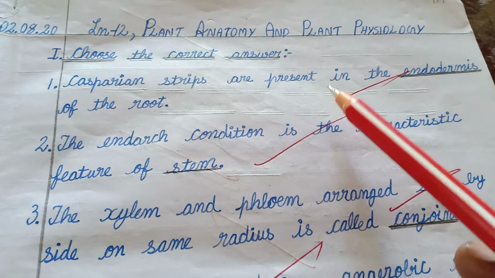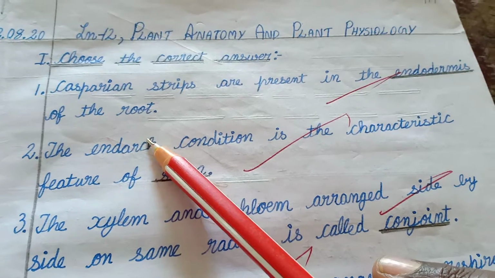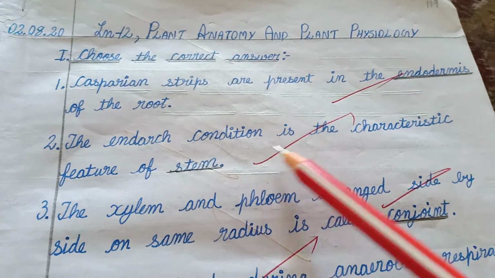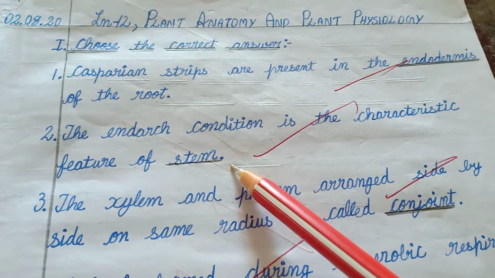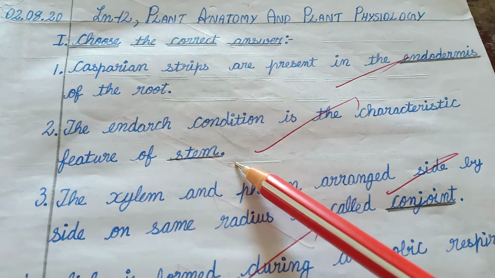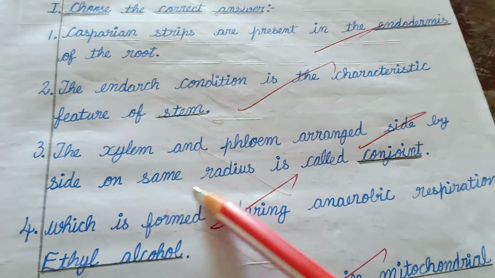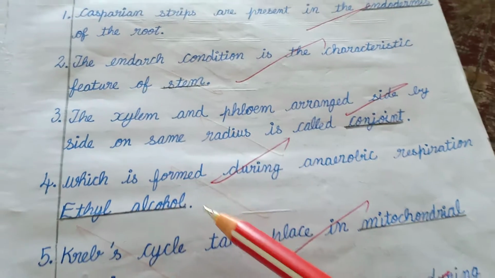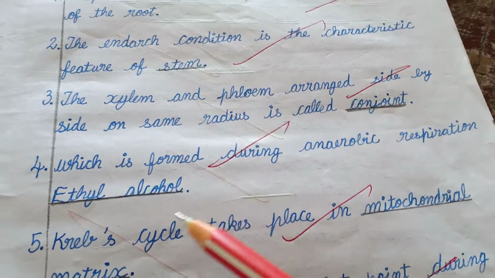Casparian strips are present in the endodermis of the root. Okay, it is endodermis. The endarch condition is a characteristic feature of stem. I repeat, the endarch condition is a characteristic feature of stem. The xylem and phloem arranged side by side on the same radius is called conjoint.